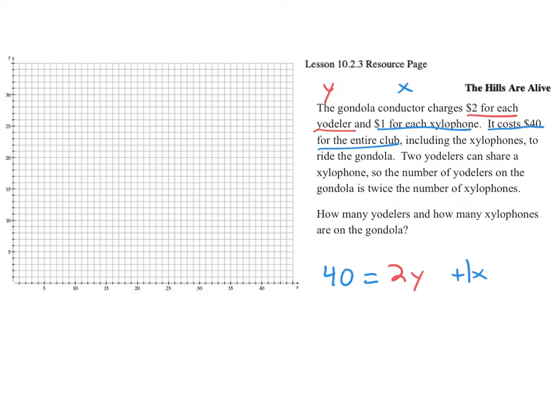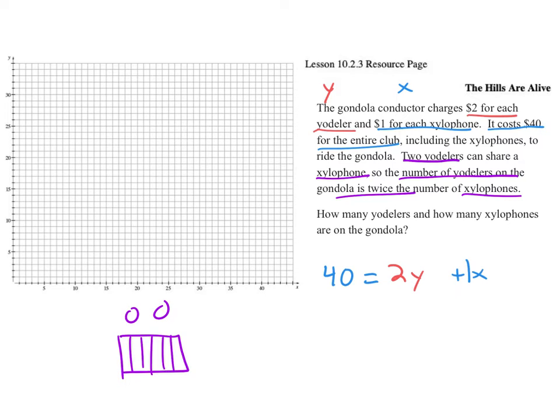In the next part, I'm saying that 2 of the yodelers can share a xylophone. So the number of yodelers is going to be twice as many as the number of xylophones. So if I've got one xylophone here, this is my fancy one, then I've got 2 people that can play it, that tells me that there should be 2 of them for every one xylophone. Okay, so if 2 yodelers can share a xylophone, it feels like you want to write 2 yodelers is equal to 1 xylophone.